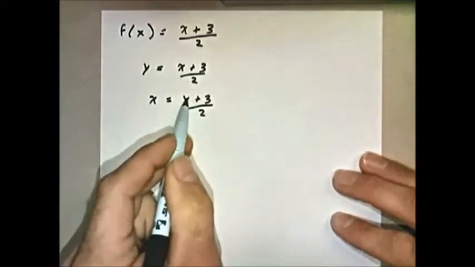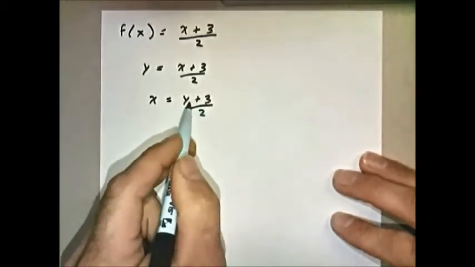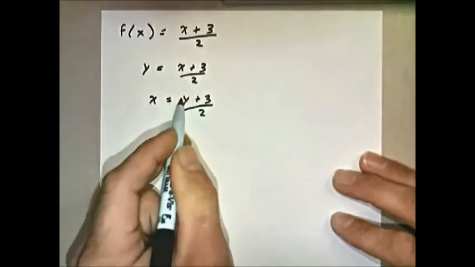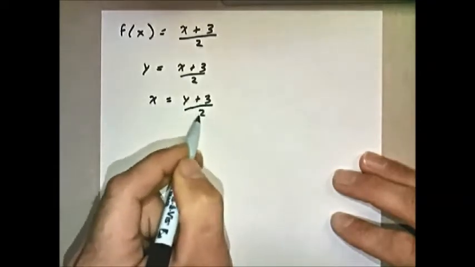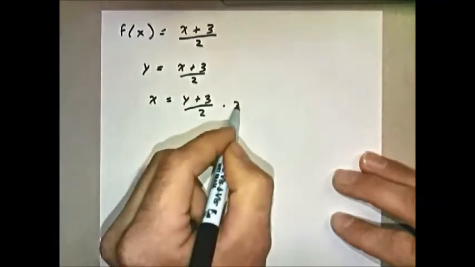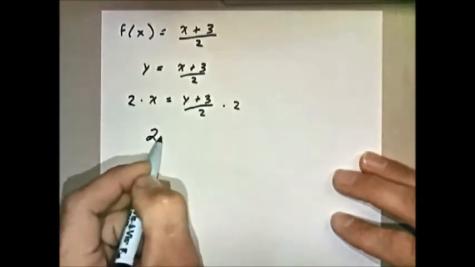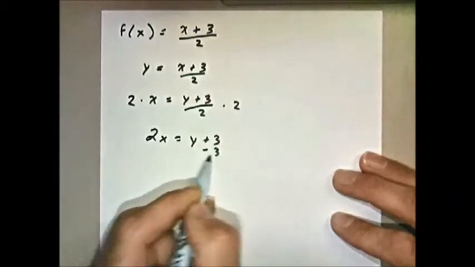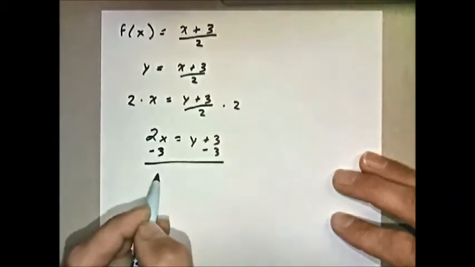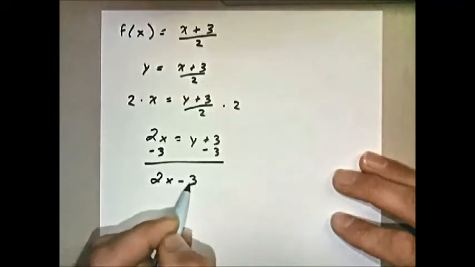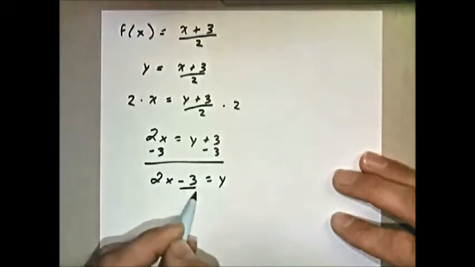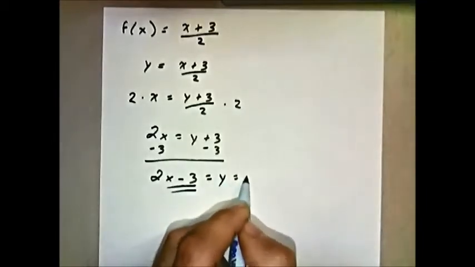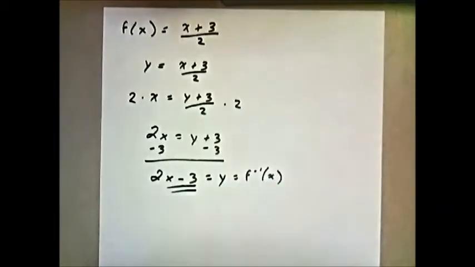Now we're going to solve for y. So we've added 3 and then we divided it by 2. To get y by itself, we're going to get rid of the 2, so we're going to multiply both sides by 2. And then we're going to subtract 3. So our inverse is 2x minus 3. And there's our final answer. That is your f inverse of x.